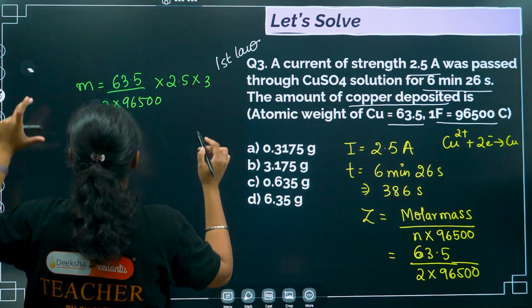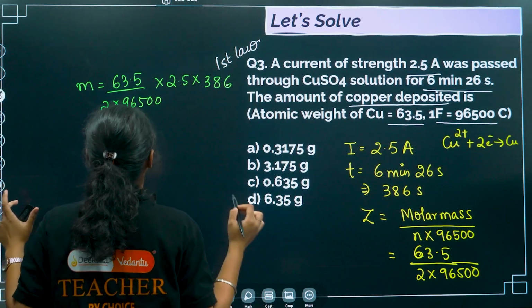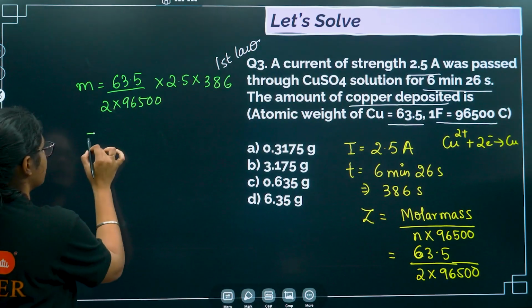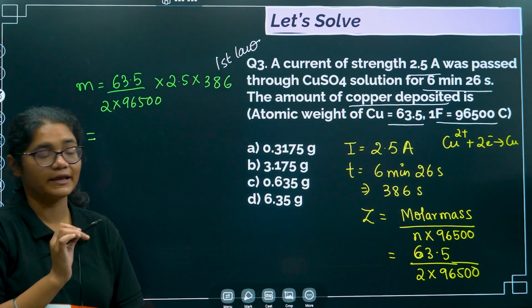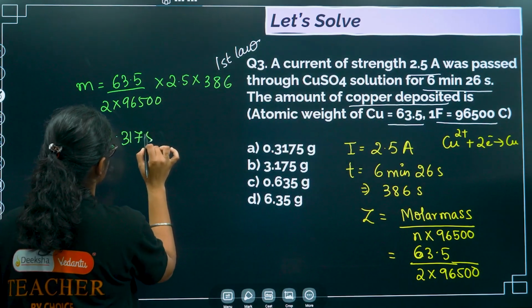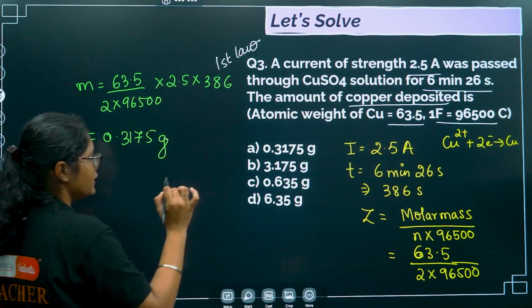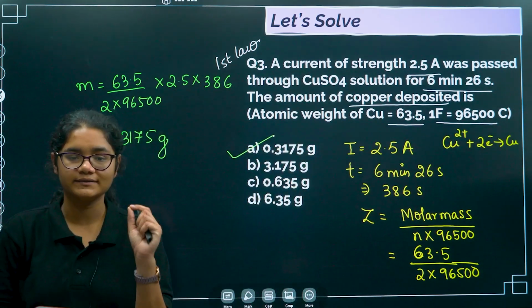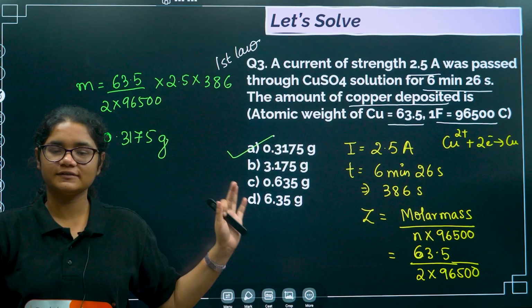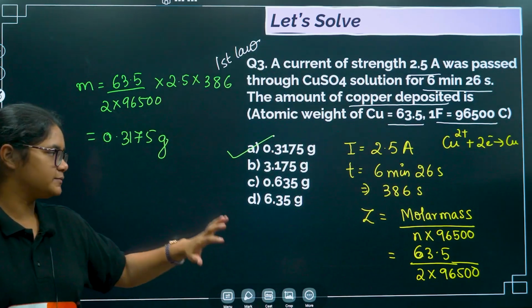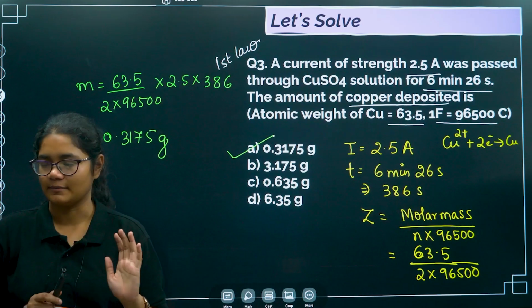So that is okay. So now if you solve this, you can calculate the value here. If you solve this, you will be getting around 0.3175 gram. So the correct answer for this question will be option number A, 0.3175 gram. Clear? So this is also a very simple and direct formula based question. You can expect similar questions in your KCET examination as well.